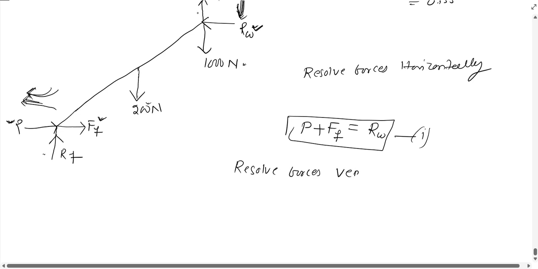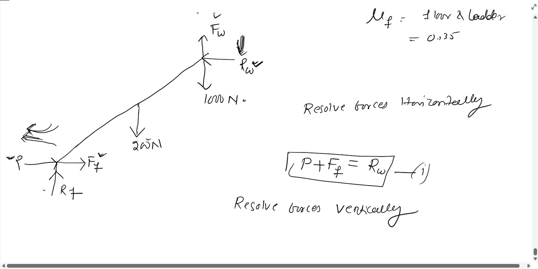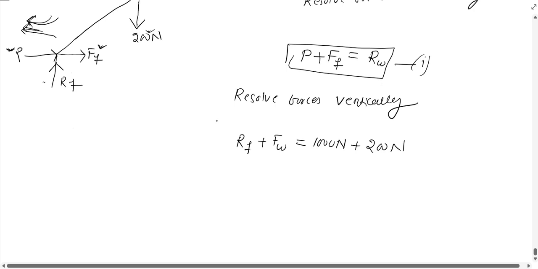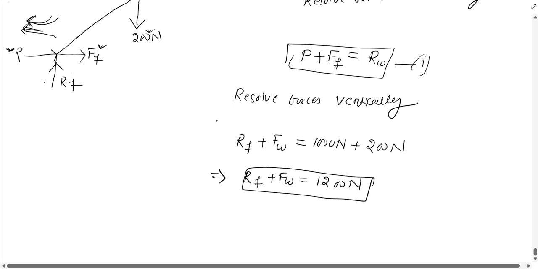Again we will resolve forces vertically. So vertically, which forces are acting? The vertical forces are FW, 1000 Newton, 200 Newton and RF. So RF plus FW equal to 1000 plus 200, because RF and FW are in the same direction, that means they lie on the same side, and 1000 Newton and 200 Newton are the weight of the body and the ladder. That means they will act downward, opposite to the direction of RF plus FW. So RF plus FW equal to 1200 Newton, and this is equation 2.